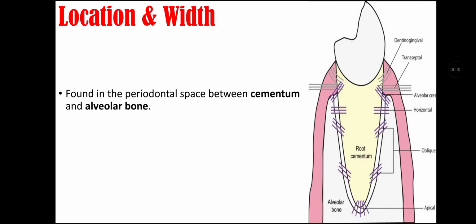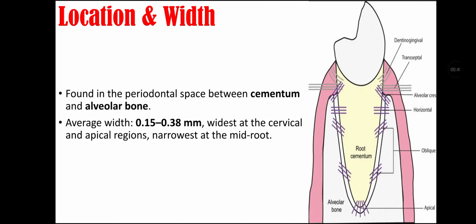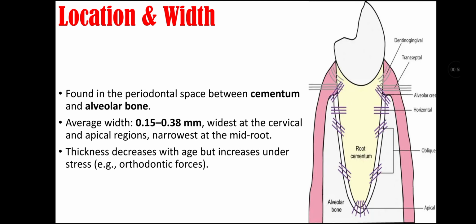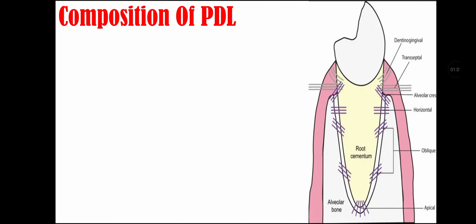Location and width: it is found in the periodontal space between cementum and alveolar bone. Average width is 0.15 to 0.38 mm. Its width is widest at the cervical and apical region, and it is narrowest at the mid region. Thickness of it decreases with age but increases under stress like orthodontic forces.